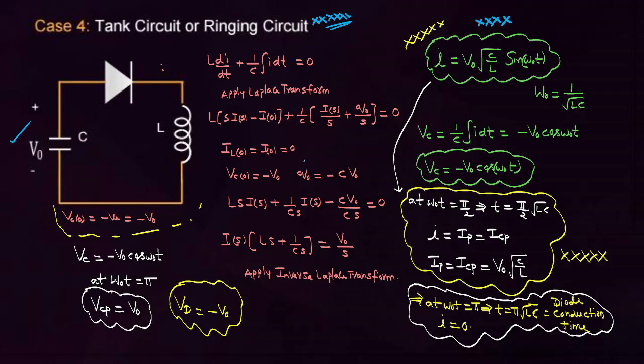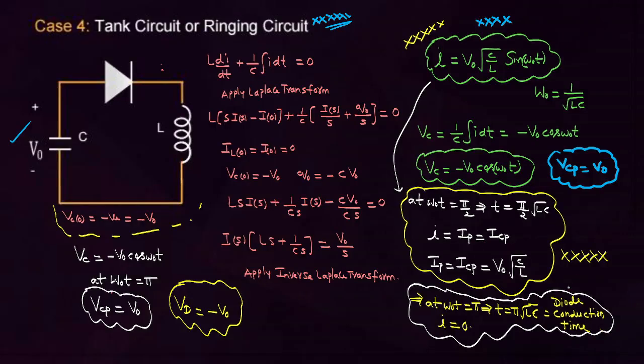There is no Vs here. If Vs is present, it is 2 Vs. If an initial voltage is given as positive, it is 2 Vs minus V0. If negative, it is 2 Vs plus V0. But there is no supply voltage here. That's why, what is the peak voltage across the capacitor? V0 only. The maximum voltage across the capacitor is V0 only.